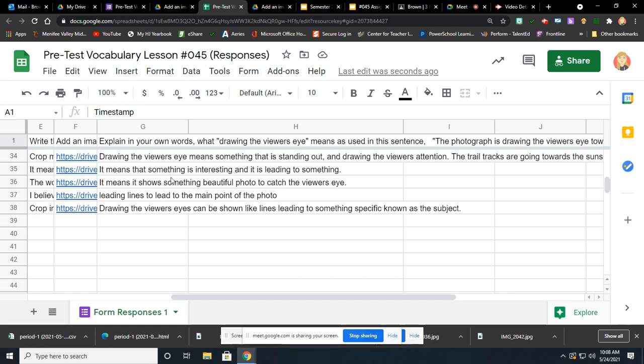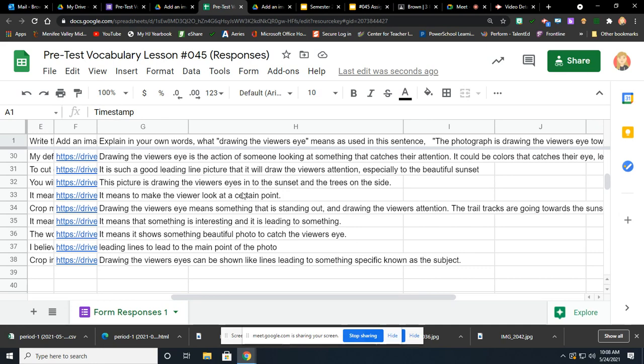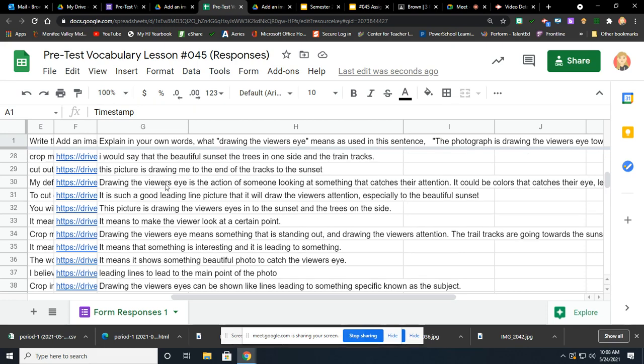That could be it. Something that is interesting and it's leading to something. All right. It means to make the viewer look at a certain point. Yes, you're making somebody look at a certain place. Good. The picture is drawing the viewer's eyes to the sunset and the trees on the side. Excellent. It's such a good leading line picture. It will draw the viewer's attention, especially to the beautiful sunset. That is true. You guys, these are fantastic answers.